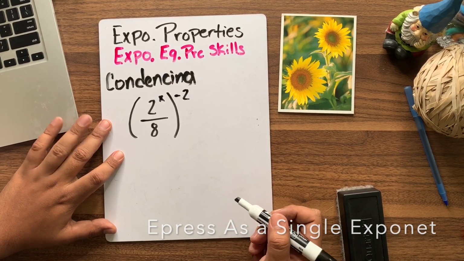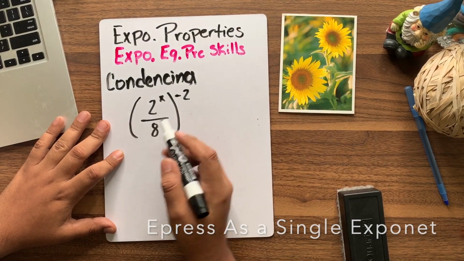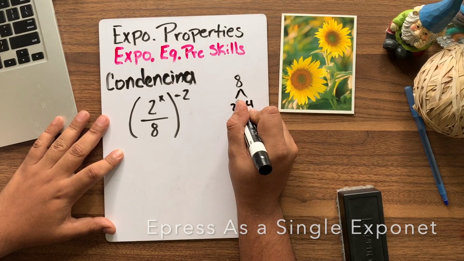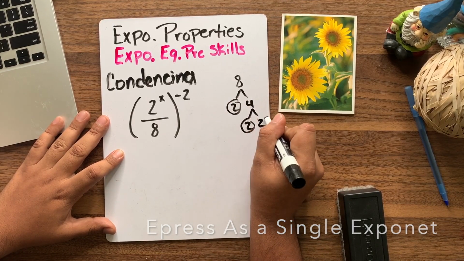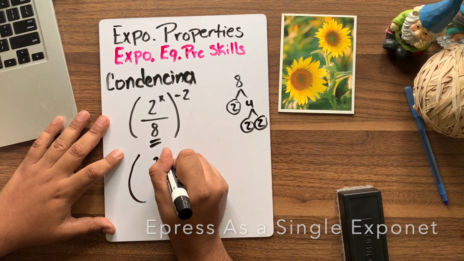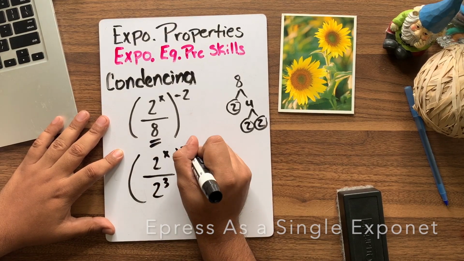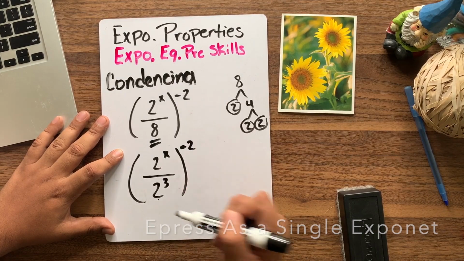So if you have a problem like this, I do not have common bases, so I should probably convert the 8. 8 is made out of 2 times 4. 2 is the prime, 4 is 2 times 2. So the equivalent of 8 is 2 to the third. So we do have common bases. We just have to convert it.